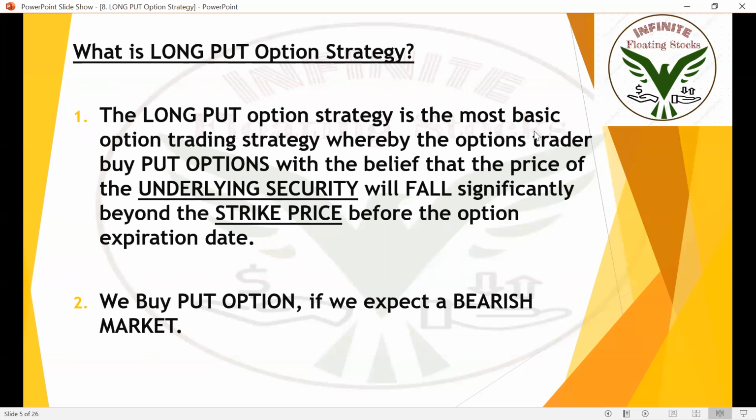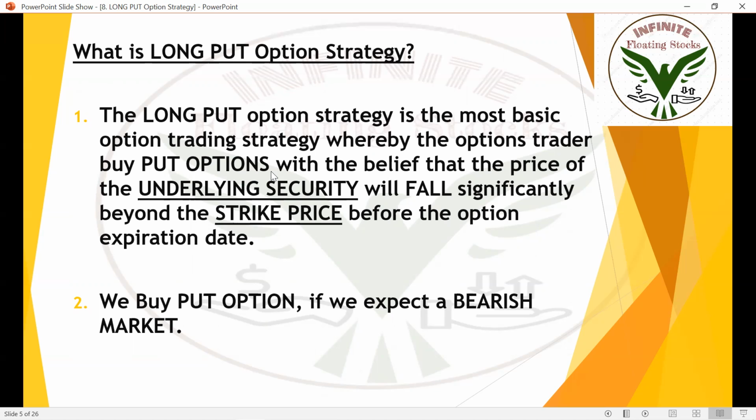The long put option strategy is the most basic option trading strategy, whereby the option trader buys. Buying is nothing but going long. Long put option strategy is nothing but buying a put option.